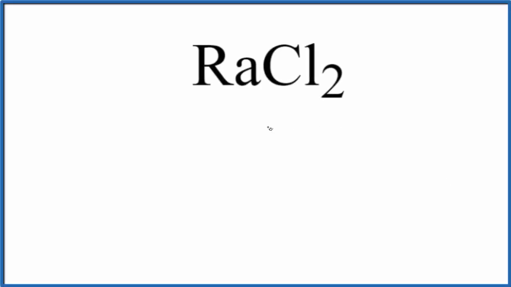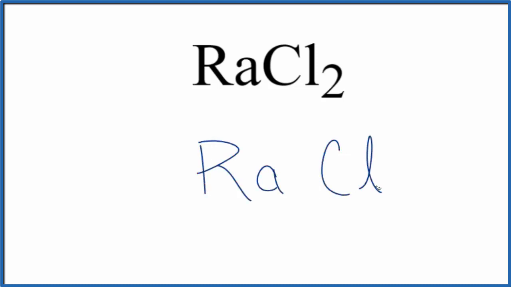In this video, we'll write the Lewis structure for RaCl2. That's radium chloride. So first we have radium, that's a metal, chlorine's a nonmetal. We'll treat this as an ionic compound. So when we write the Lewis structure for RaCl2, we're going to put radium, that's the Ra, and then we'll put a Cl on either side of it.